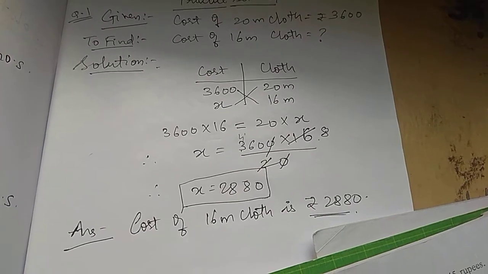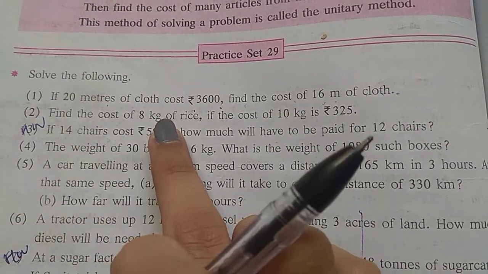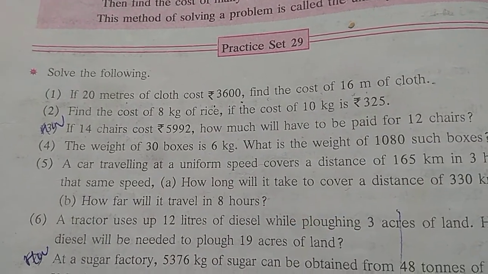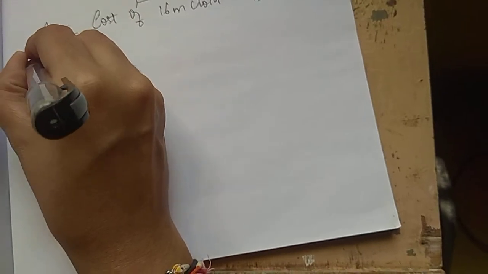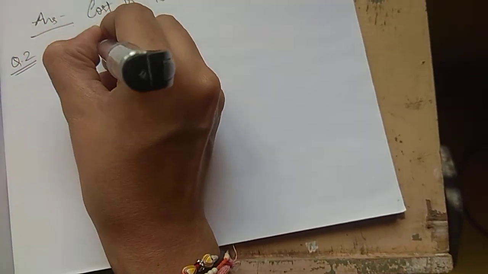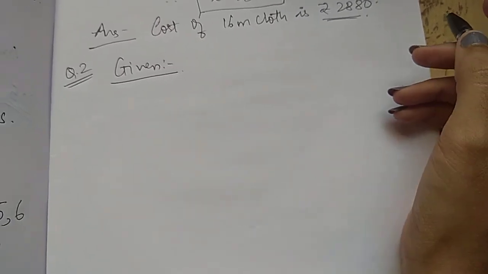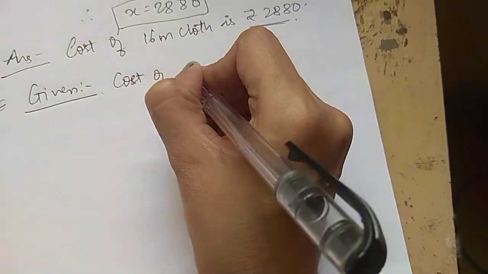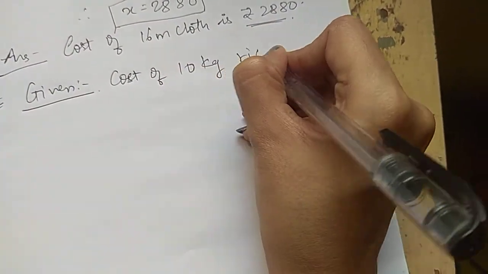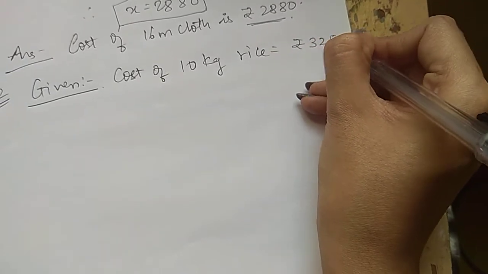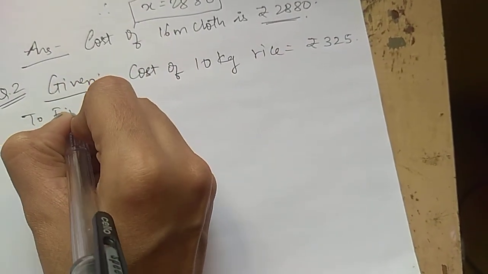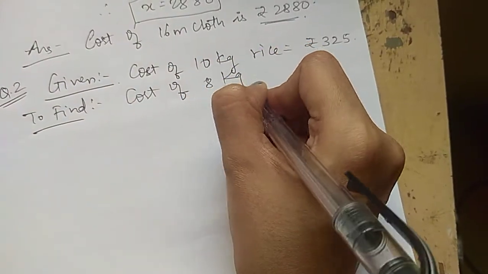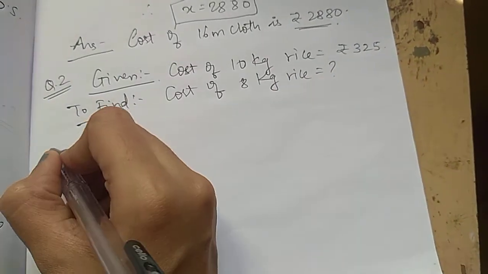Let's see next. Question 2. Find the cost of 8 kg of rice if the cost of 10 kg is 325. Now all sums are similar to one another. Basically, what is given? Cost of 10 kg rice is 325. What we have to find? Cost of 8 kg rice.